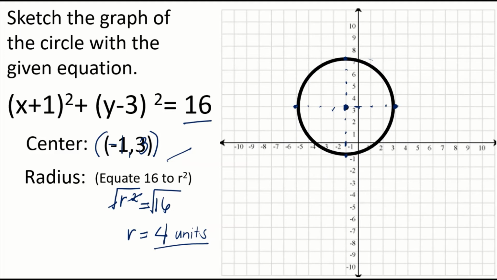And then, the points doon sa ating circle ay meron tayong 3, 3. Itong na-plot natin, 3, 3. We have also negative 1, negative 1.